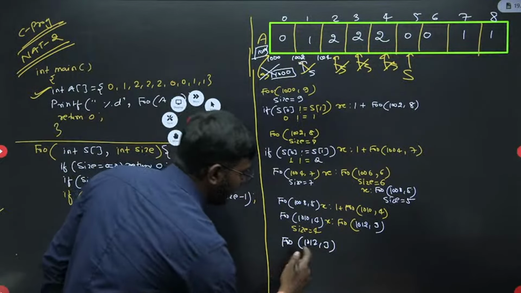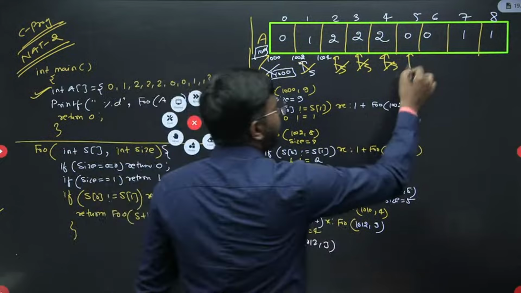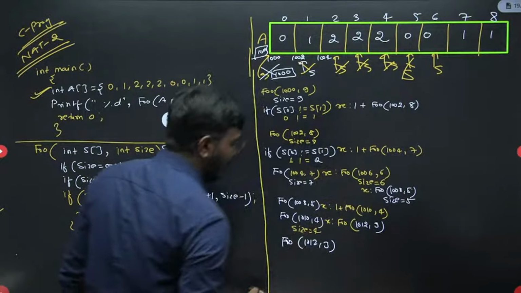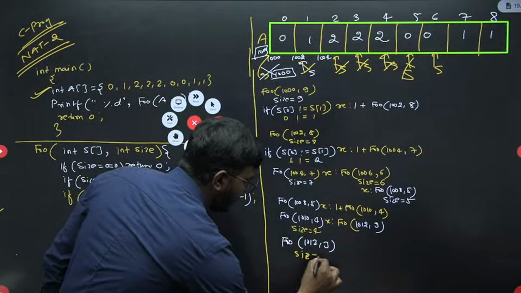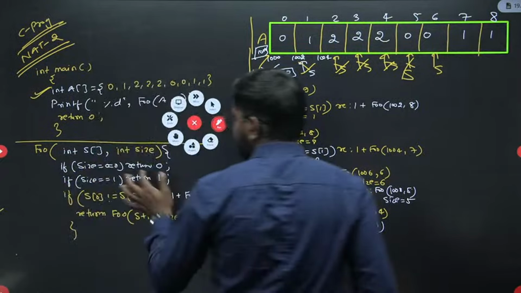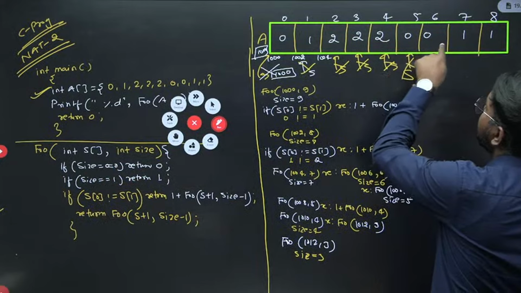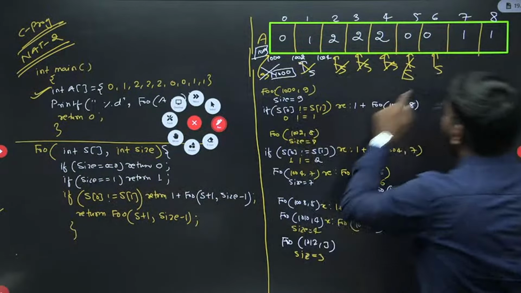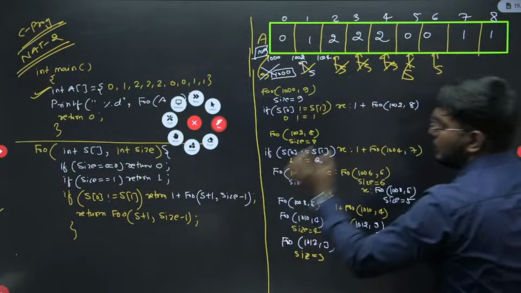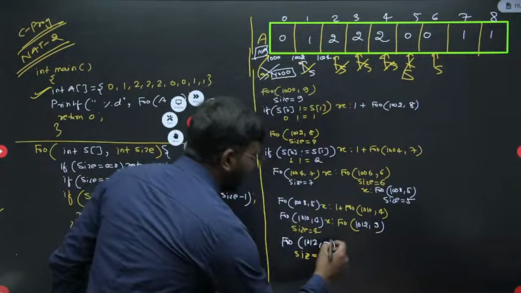What is the size? Where is S pointing? Now S is pointing to this location, 1012. What is the size? Size is 3 only. Again it is not 0 or 1. Then simply go and check here. What is S of 0? S of 0 is 0. What is S of 1? S of 1 is 1. Condition is true. Condition is true, then return this value. Understood?